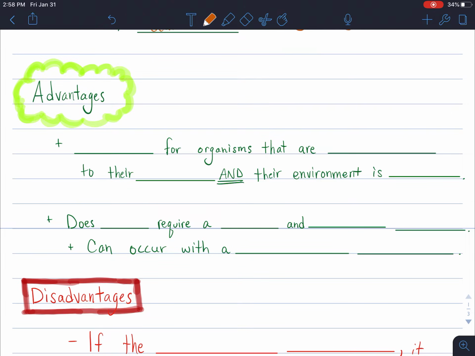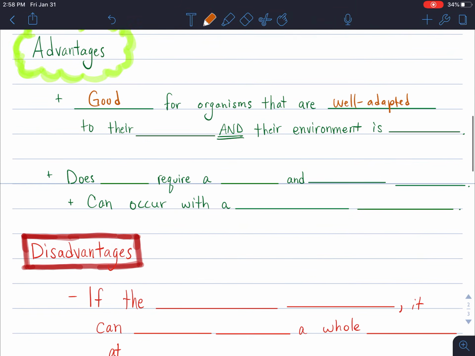The advantages of asexual reproduction is that it's good for organisms that are well adapted to their environment. It's good for organisms that are well adapted to their environment, and their environment is stable. So in this example, the organisms have traits that suit their surroundings. And so as long as their surroundings don't change, those traits are going to be good for them. And so we call that well adapted to their environment.